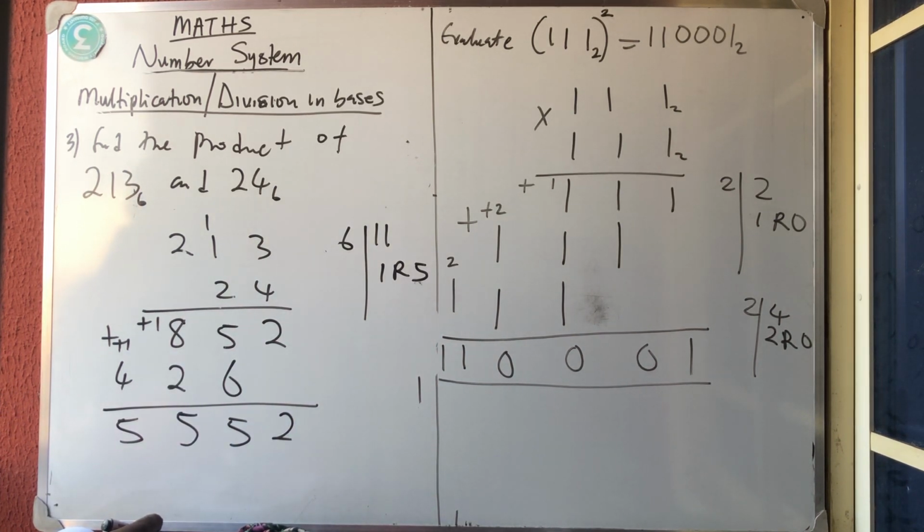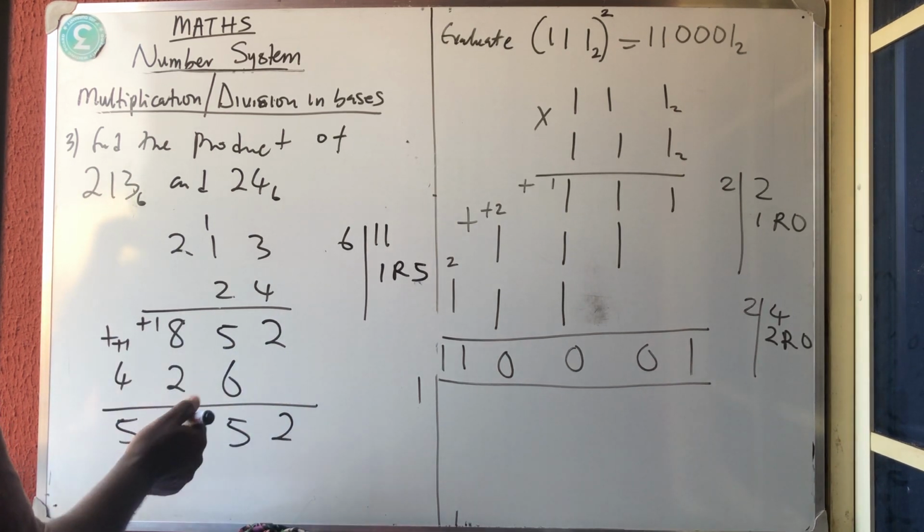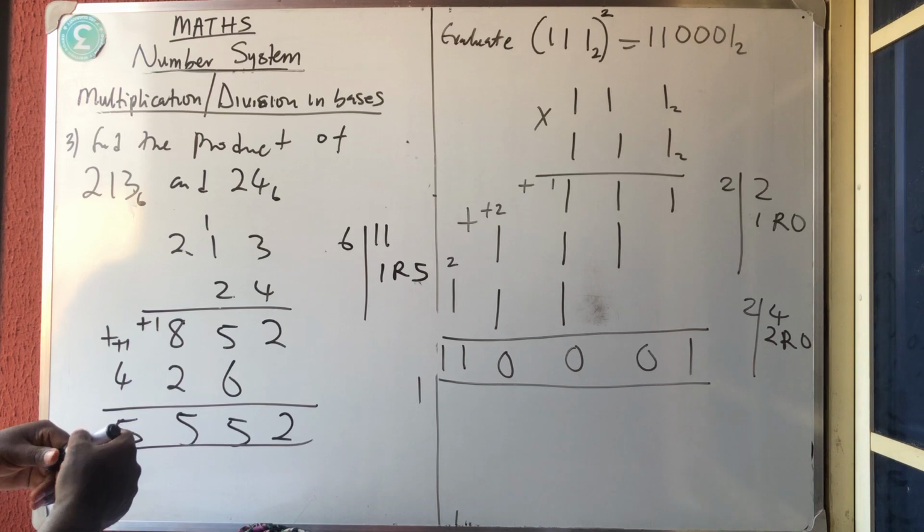And 11 is 6. That is 1 remainder 5. 11 again, 1 remainder 5. This is the answer.